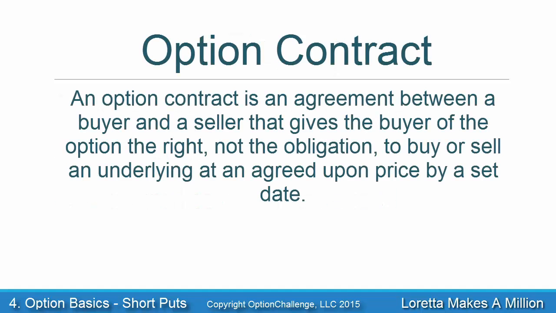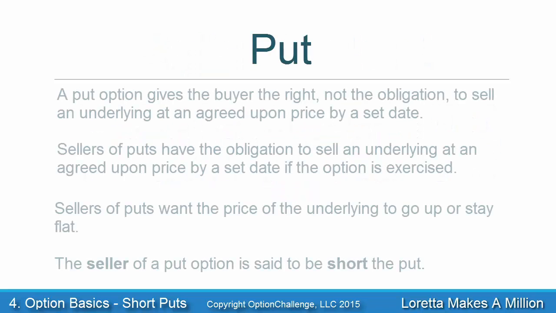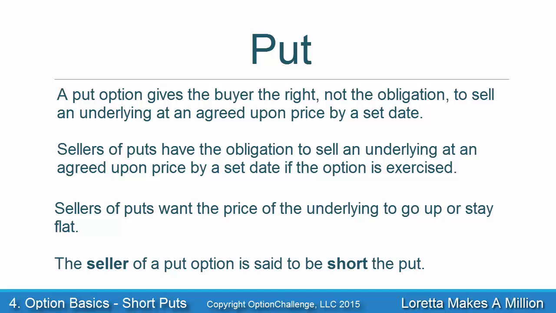An option contract is an agreement between a buyer and a seller that gives the buyer of the option the right, not the obligation, to buy or sell an underlying at an agreed upon price by a set date. What is a put option? A put option gives the buyer the right, not the obligation, to sell an underlying at an agreed upon price by a set date. Sellers of puts have the obligation to sell an underlying at an agreed upon price by a set date if the option is exercised.